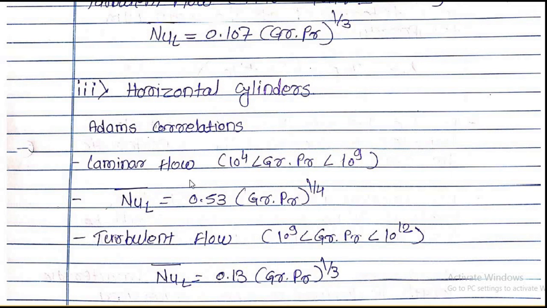So according to Adams, laminar flow in the case of a horizontal cylinder should be considered when the Grashof number and Prandtl number product is between 10⁴ and 10⁹. So in that case, the average Nusselt number can be written as 0.53 into bracket Grashof number multiplied by Prandtl number raised to 1/4. And the turbulent flow will be there if the product of Grashof number and Prandtl number is greater than 10⁹ and less than 10¹². So in that case, the correlation will be average Nusselt number is equal to 0.13 into bracket Grashof number multiplied by Prandtl number raised to 1/3.